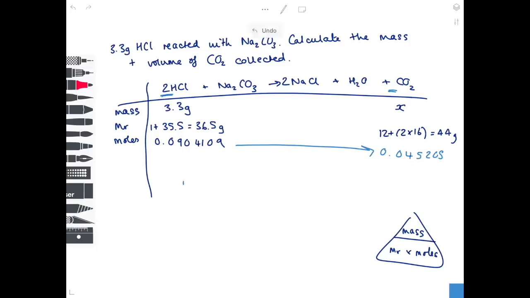And now we're ready to work out the unknown mass of carbon dioxide, which is mass equals mR times moles. We've already calculated the mR, which is 44. Moles is 0.045205.